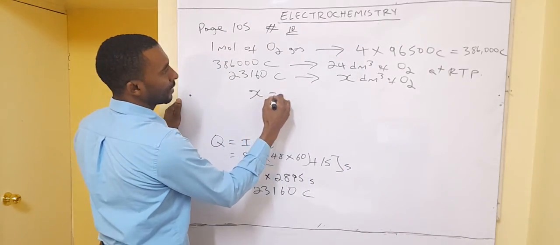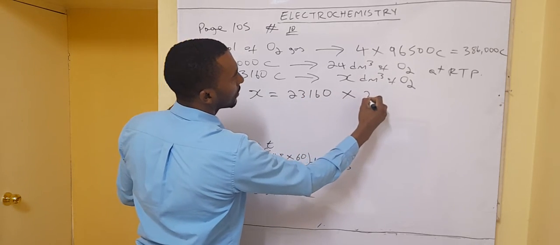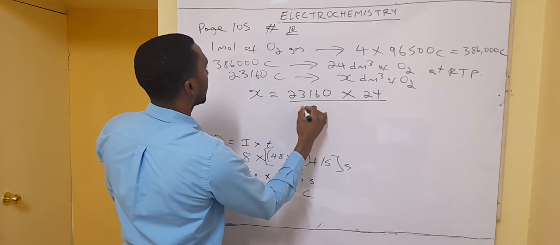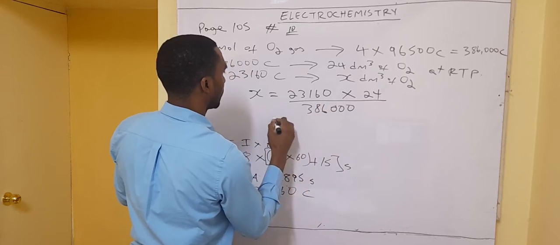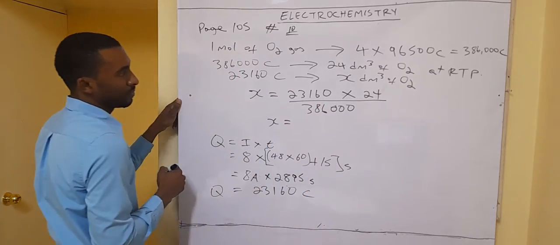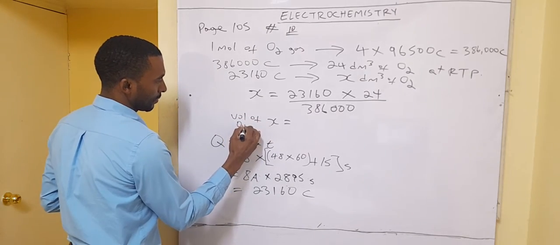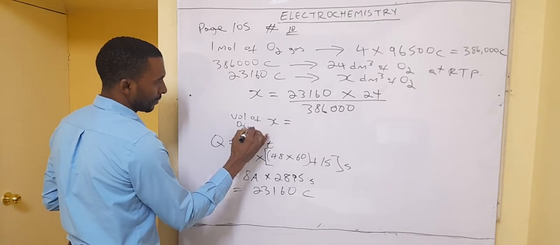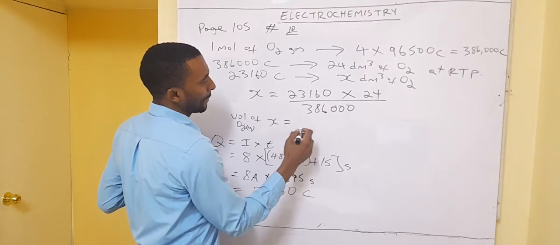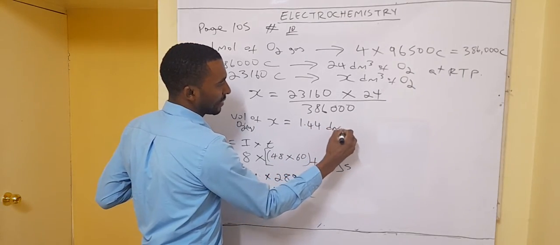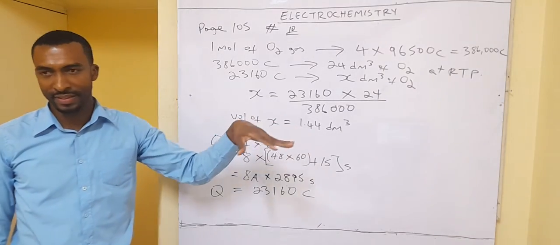That means that X equals 23,160 times 24 divided by 386,000. This X here is the volume of oxygen. What's the answer here? 1.44. This is in dm cube. Alright, so if we multiply this by 1,000, we get the answer in cm cube.